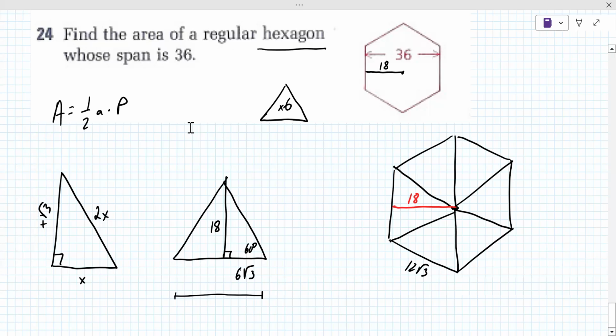Okay, so the perimeter would be just 12 root 3 times 6. Yes. So that would just be 72 root 3. For the perimeter, yes. Okay. So area equals 1/2 times 18 times 72 root 3, which is 648 root 3.